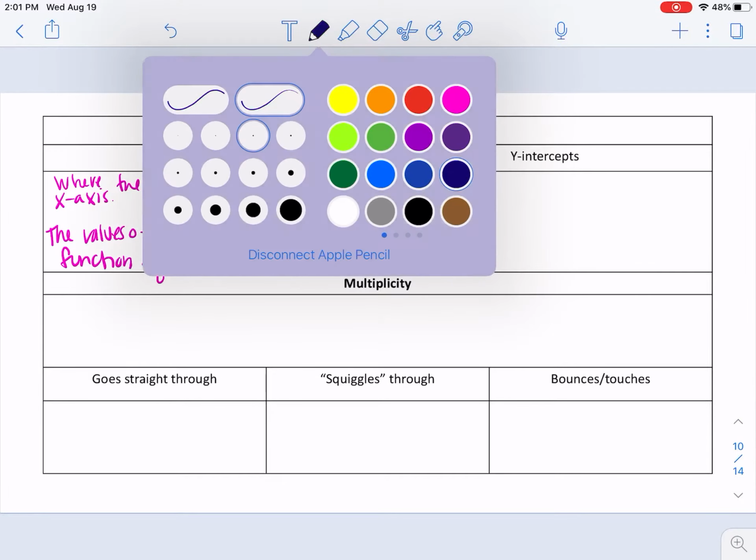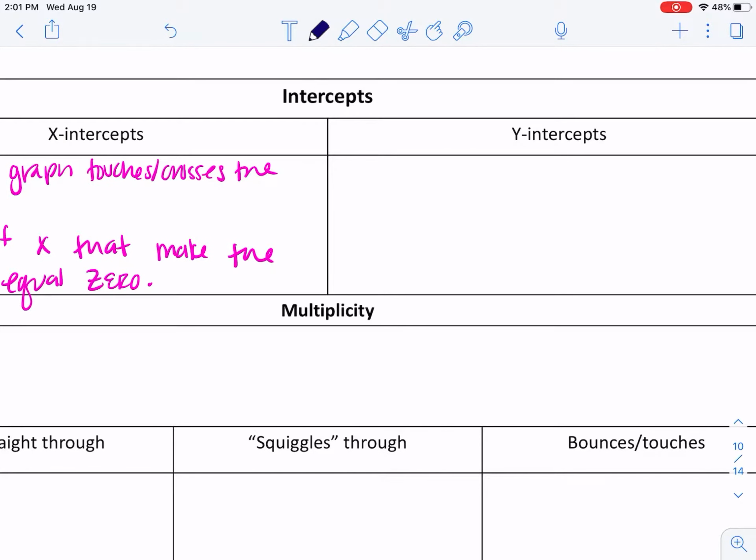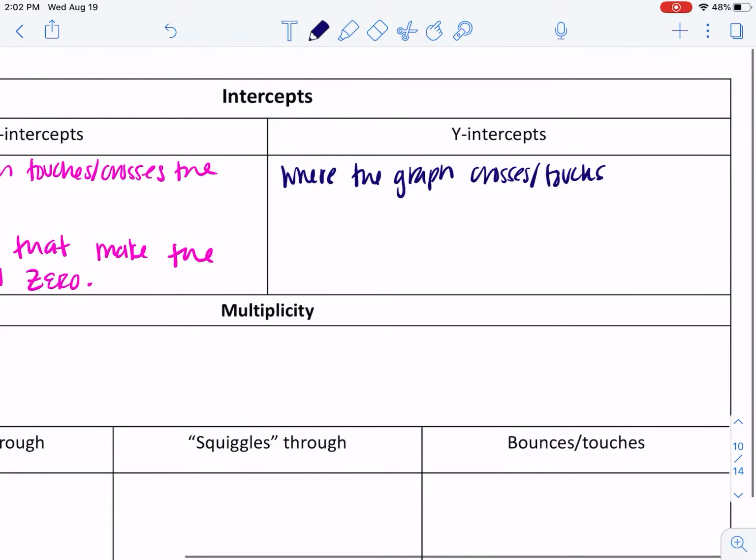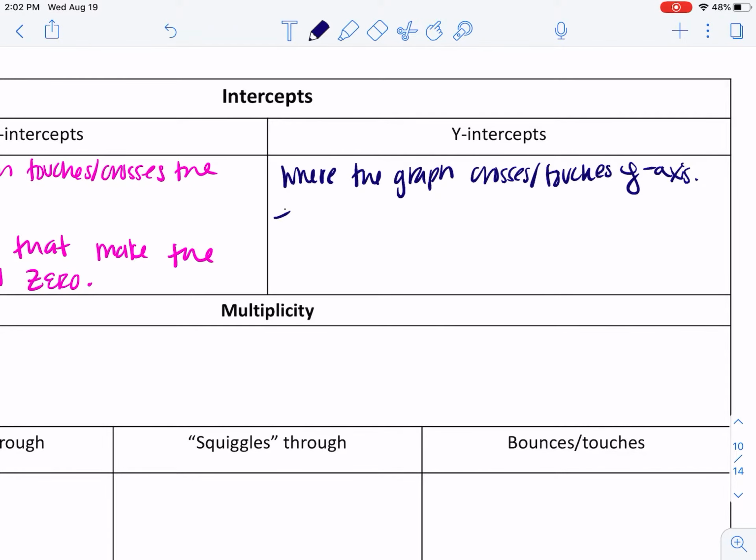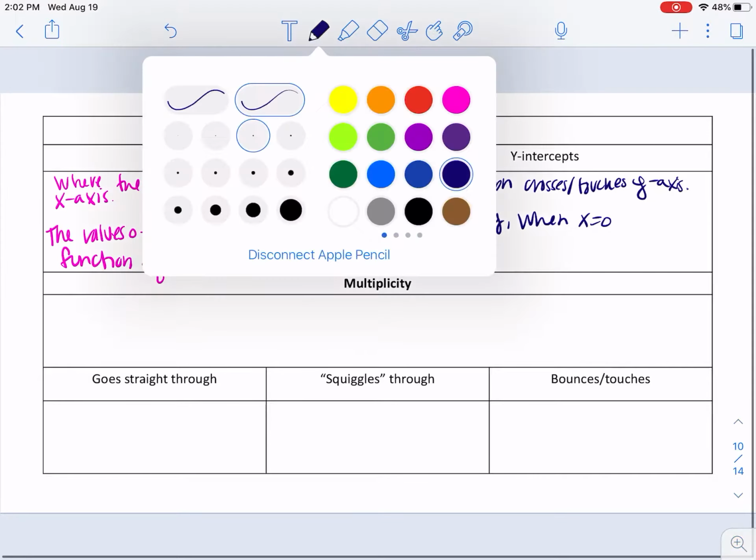Y-intercepts, on the other hand, is where the graph crosses or touches the y-axis. We find it because it's the value of y when x equals 0. So we can always find it by making x equals 0.